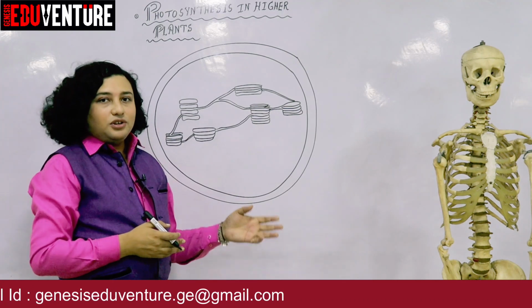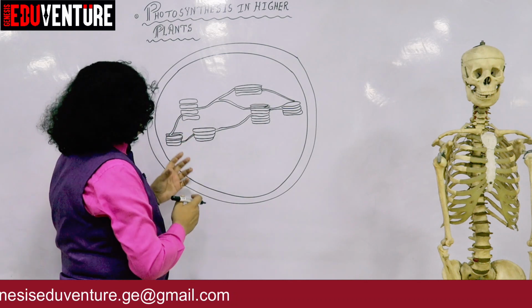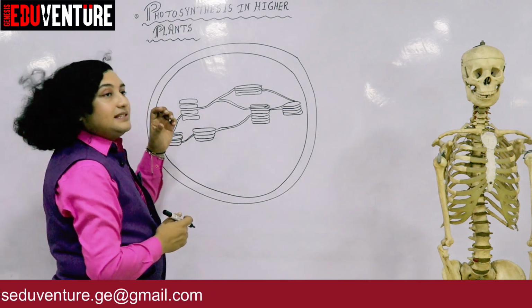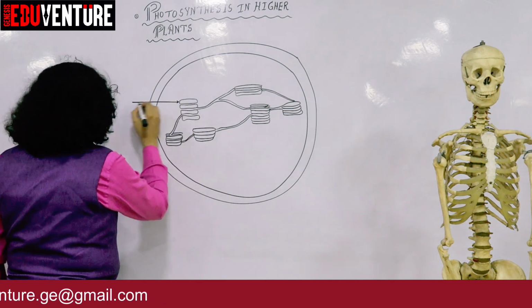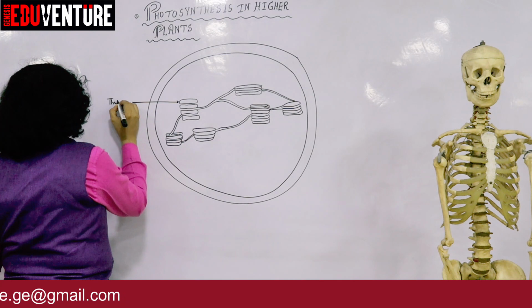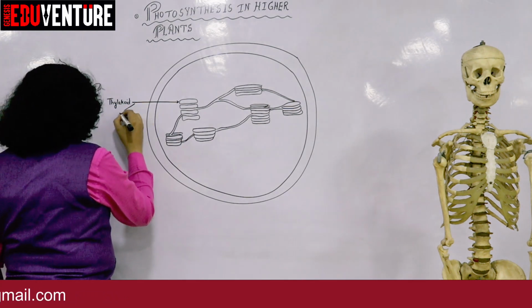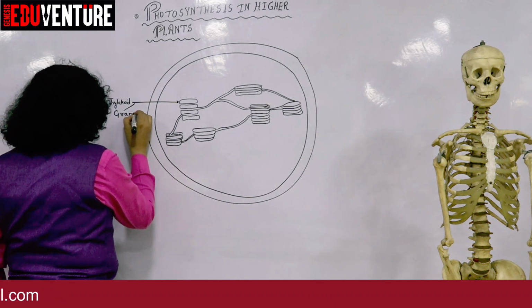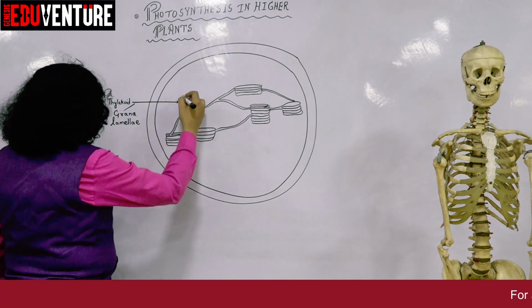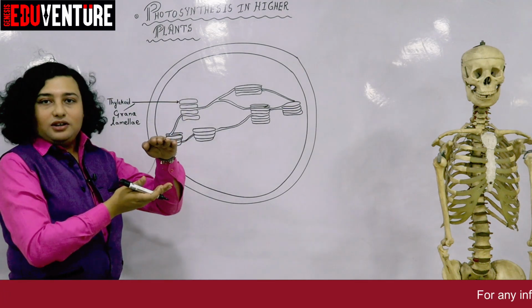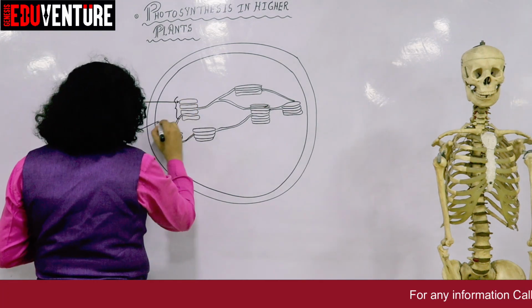Now here, inside the structure of the chloroplast, we see that it comprises membrane-bound structures. These sac-like structures are referred to as thylakoids. They are also known as grana lamellae. Now this stack of thylakoids together constitutes what is known as a granum. This is known as a granum.